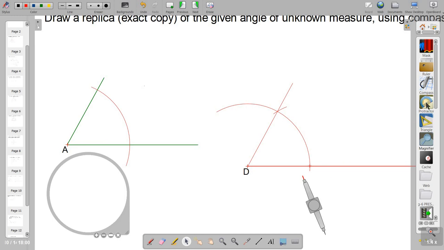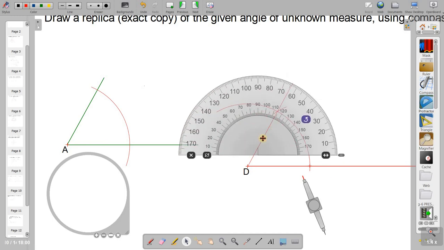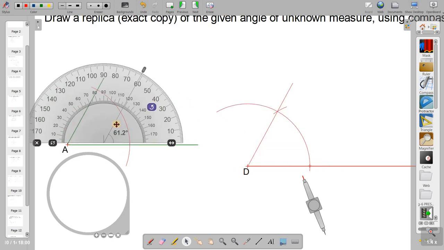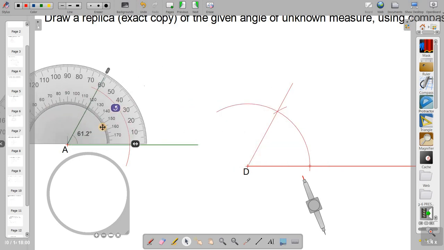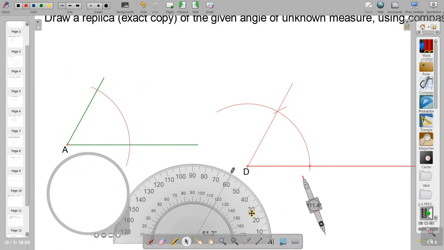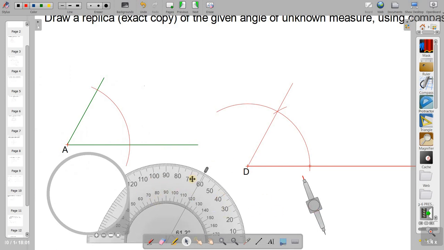You can even verify it with the help of a protractor. If I keep the protractor here, the angle measured on this is 61.2 degrees. Same thing if I bring the protractor over here and keep it here, the angle here is also 61.2. So we have made an exact copy of the given angle using the compass, not the protractor. It is 61.2 exactly in both cases. Okay, thank you.